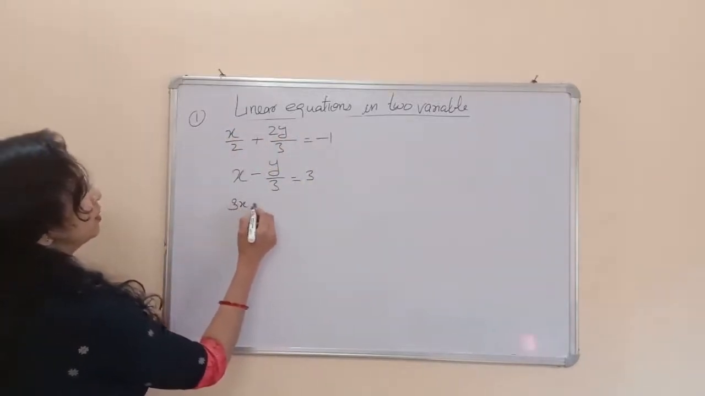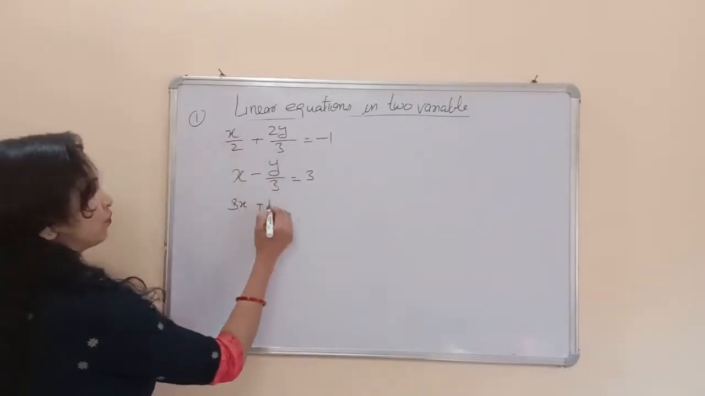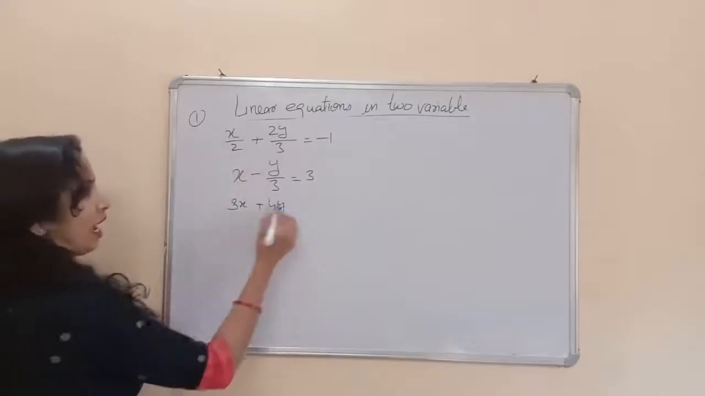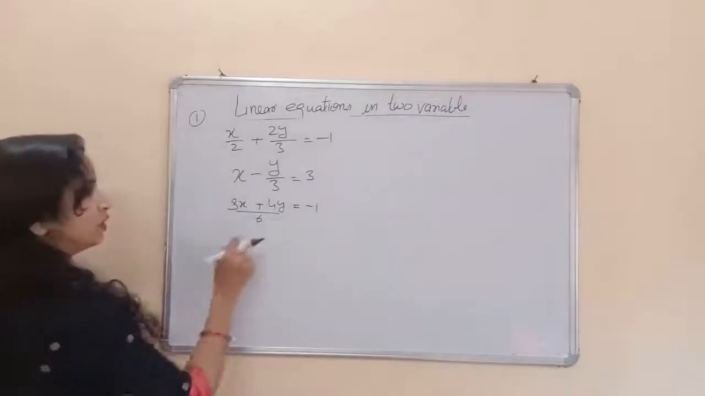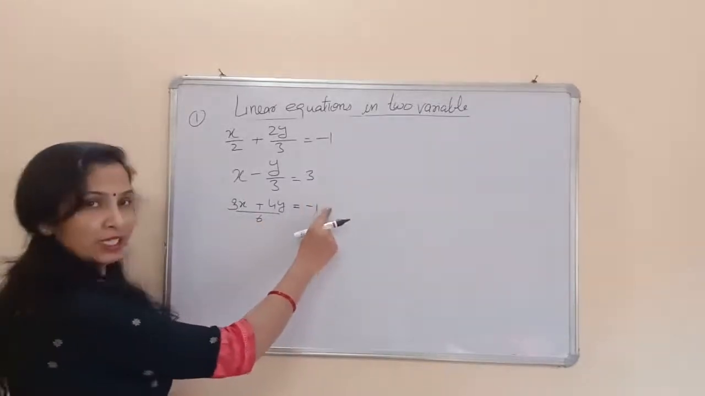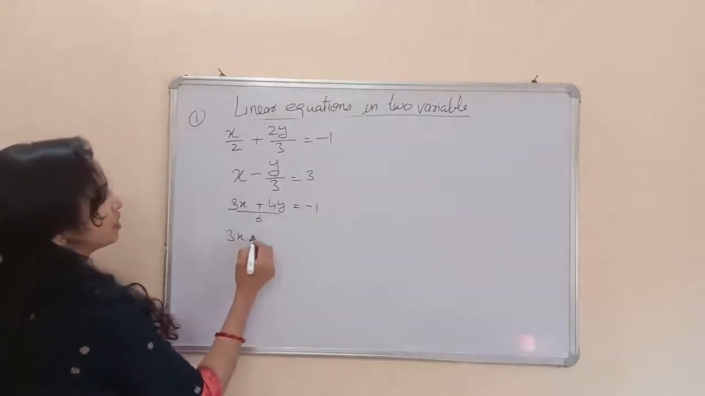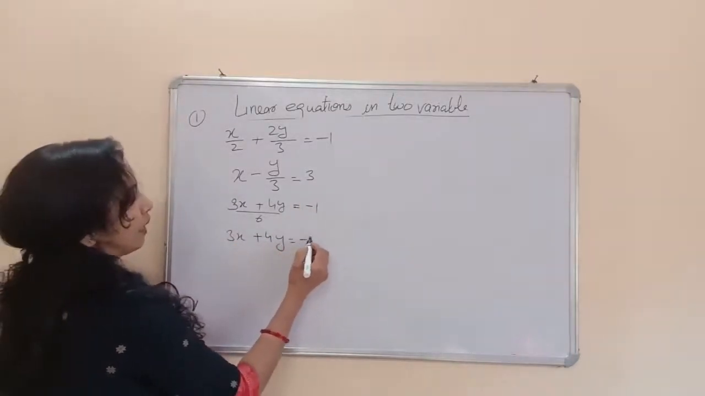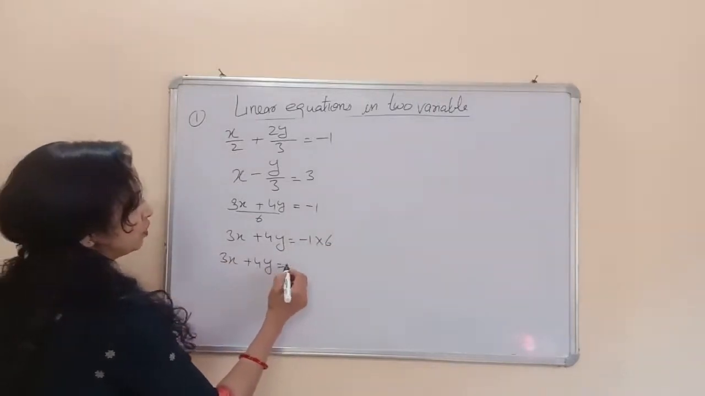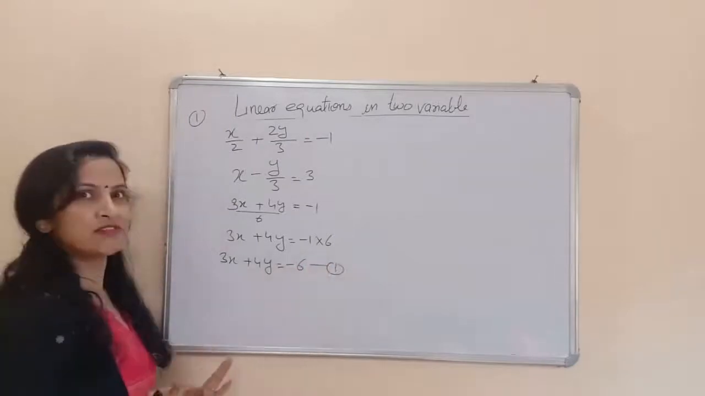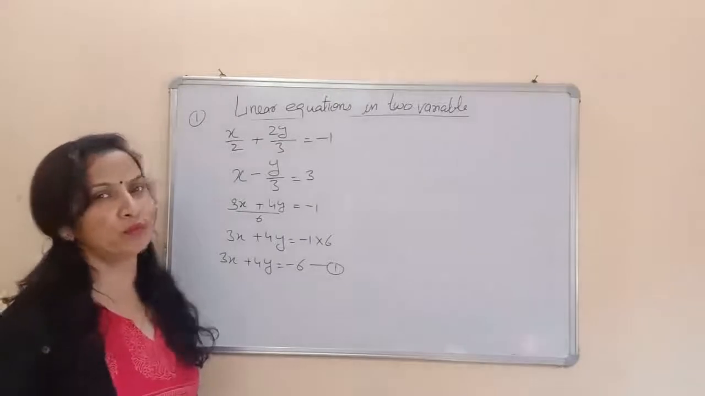so that the LCM becomes 6: 3 times x is 3x, and 2 times 2y is 4y. It will be 3x plus 4y upon 6 is equal to minus 1. Then what will you do? This 6 will go to the RHS in multiplication with minus 1. Minus 1 into 6, so simply this equation is now minus 6. This is a very simple equation without any fraction. So you can remove the fraction if you have any problem with fractions.